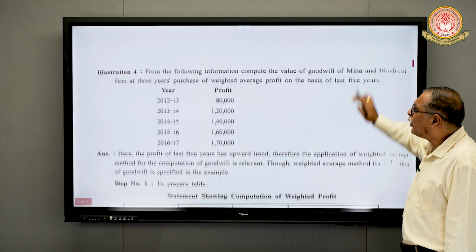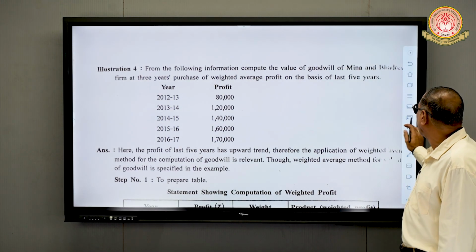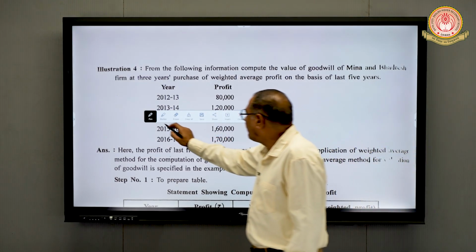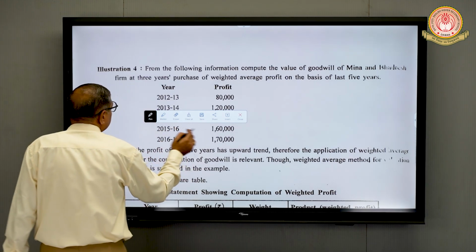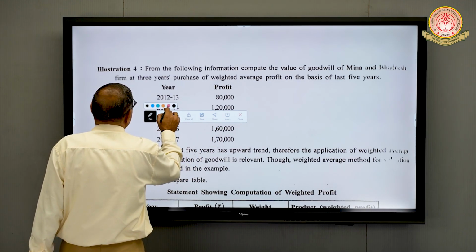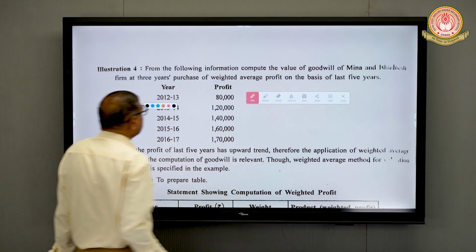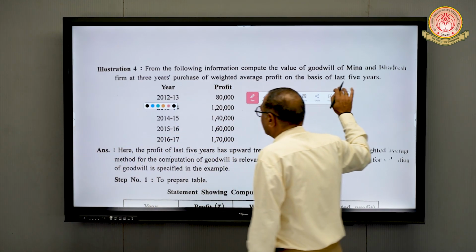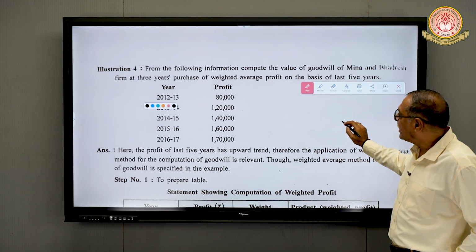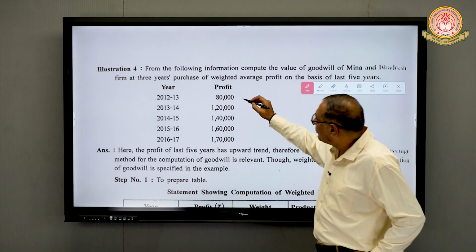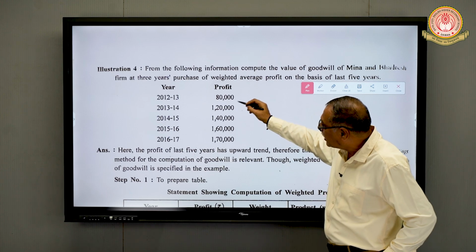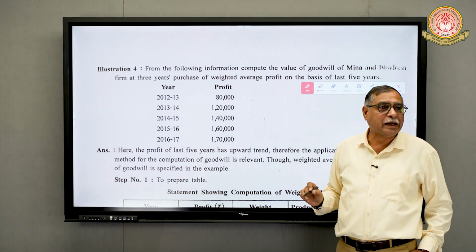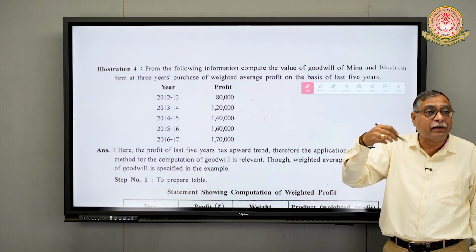So this is the weighted average profit method. What do you mean by weighted average profit method? Weighted average profit means when the profit is continuously increasing, for example 80,000, now it is 120. Every year you can see it is continuously increasing. When there is an increasing trend.